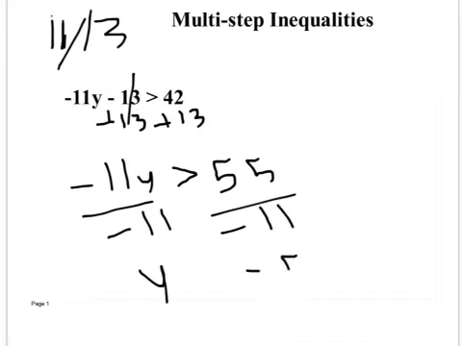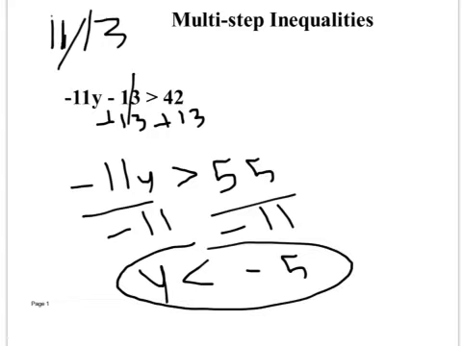This gives me negative 5. I have to change my sign because I divided by a negative number. For this to remain true, I have to change my sign. And there's my answer. If I plug in a number less than negative 5 for y, this will be true.